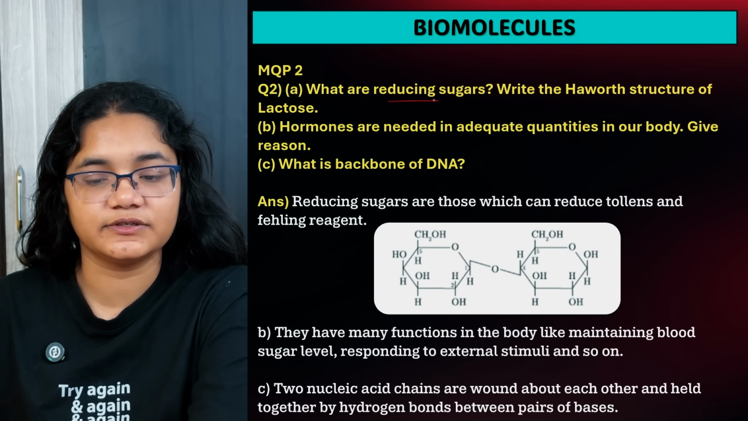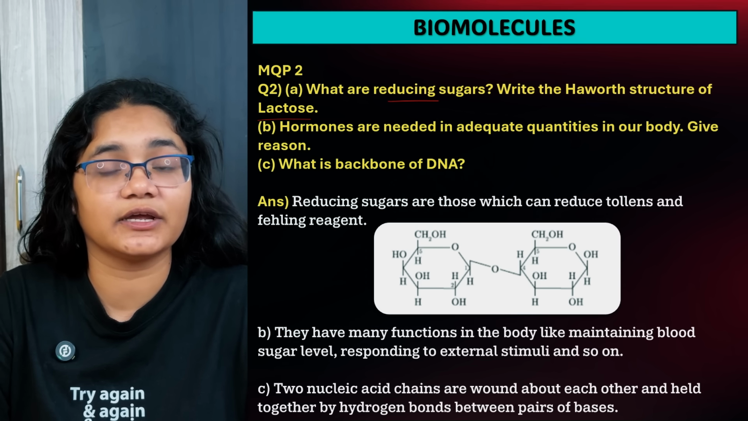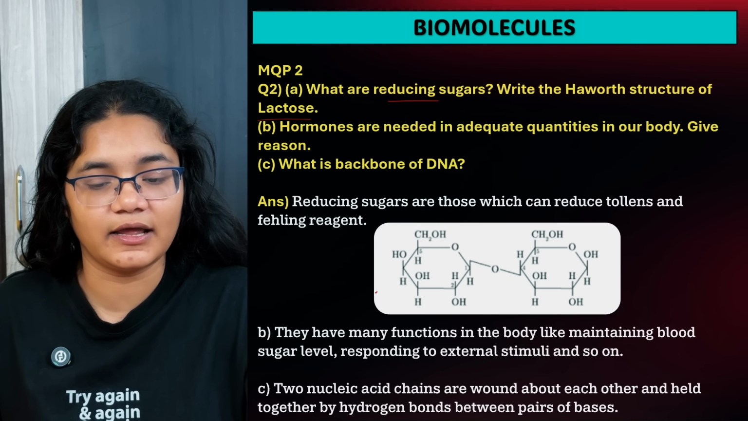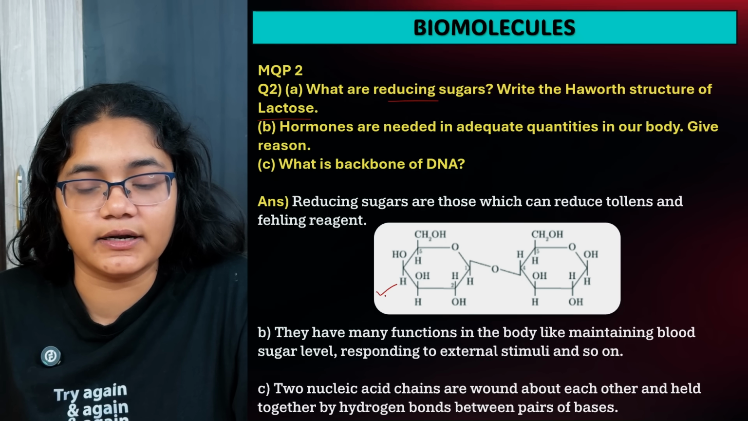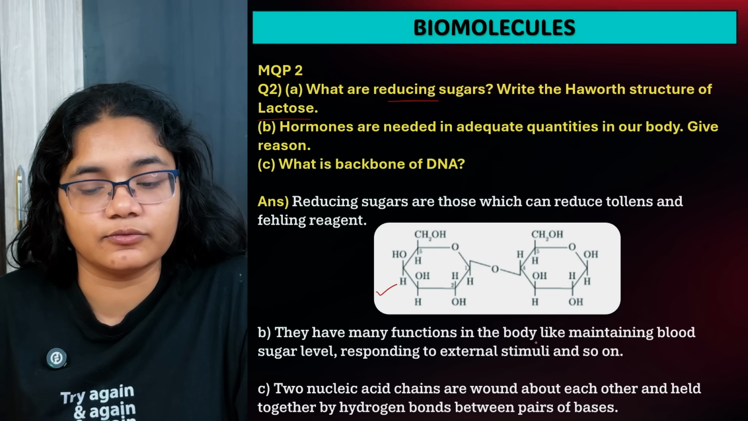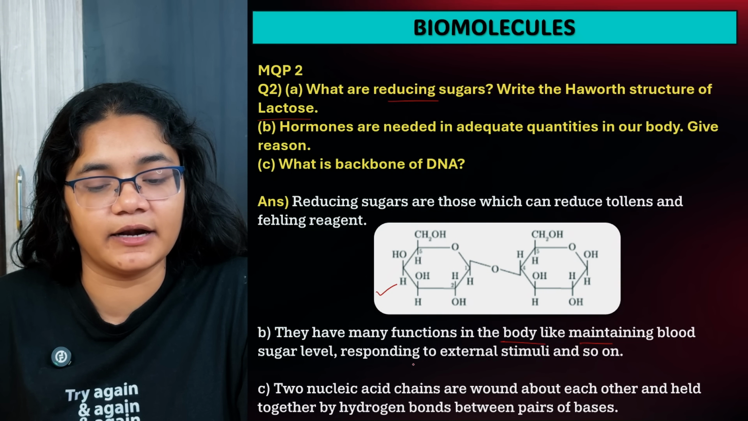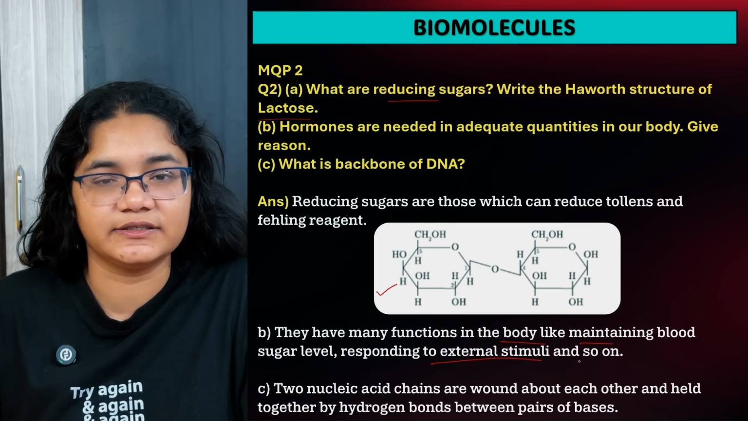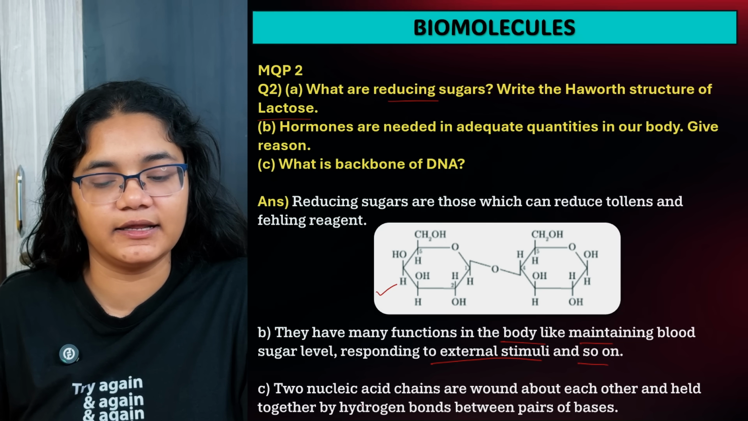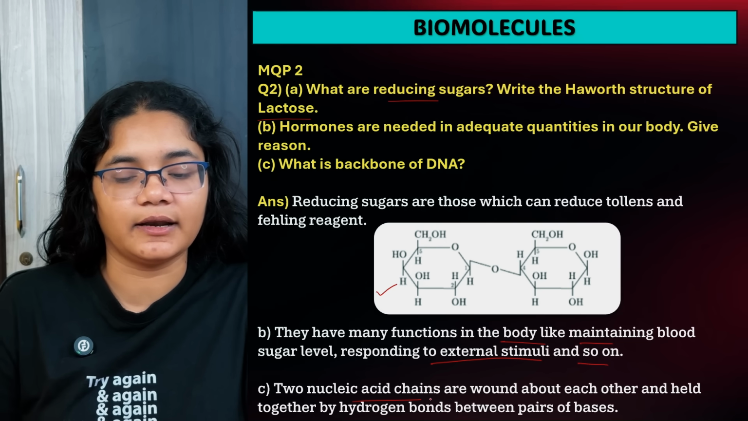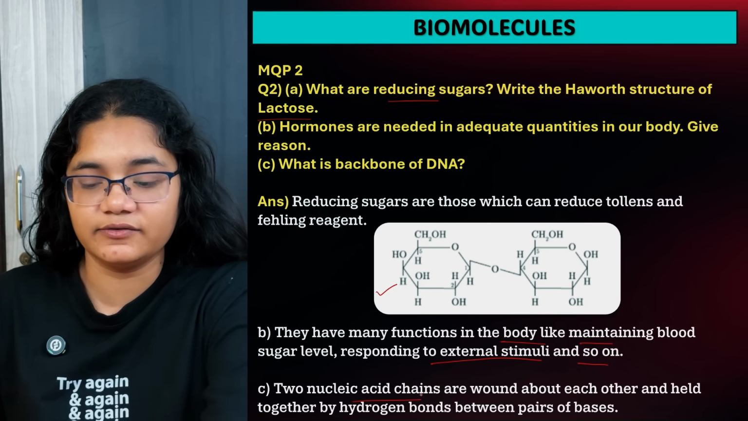Next, we have what are reducing sugars, and write the Haworth structure of lactose. So reducing sugars are those which can reduce Tollens' and Fehling's reagent, and this is the example of lactose structure. Hormones are needed in adequate quantities in our body, give reason for that. So it is because they have many functions in the body, like maintaining blood sugar level, responding to external stimuli, and so on. Next, what is the backbone of DNA? So backbone of DNA is the bond between the nitrogenous bases, the hydrogen bond between the nitrogenous bases.